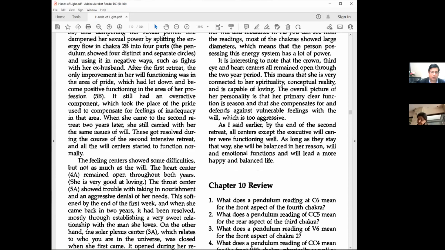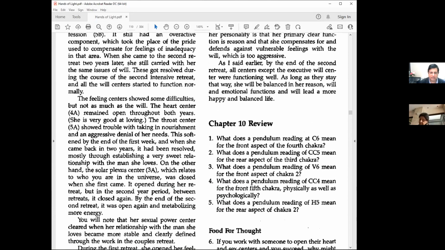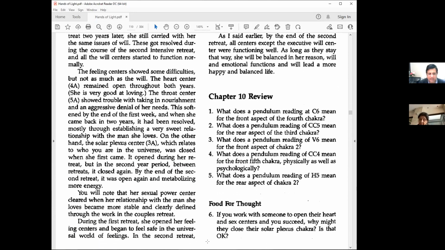So basically what she is attempting to say here is that by just seeing the pendulum movement across the chakras, it is possible to discern exactly what is happening with the person concerned.